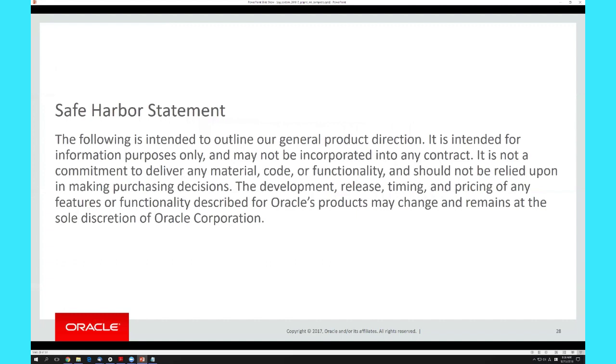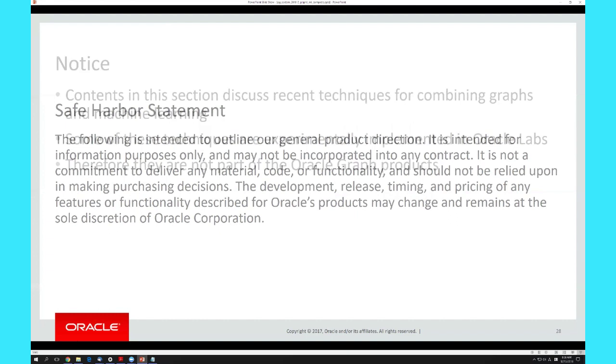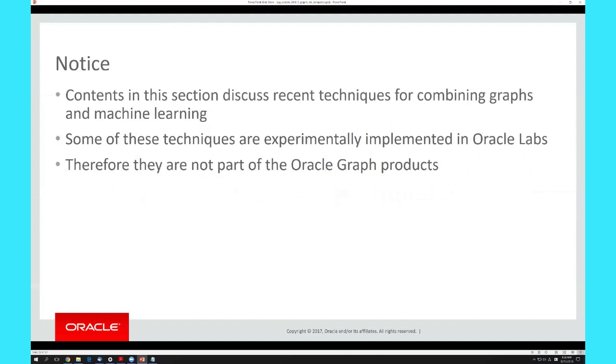From now on, you are seeing this safe harbor statement once again, because I'm talking about things that we are doing in the labs. The contents in this section discuss recent technology on how to combine graph and machine learning in a more systemic way. Some of these techniques are experimentally implemented in Oracle Labs, and therefore they are not part of Oracle Graph products yet. That's my notice before I go to the next slide.